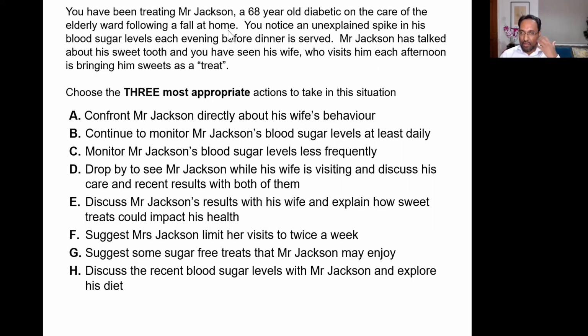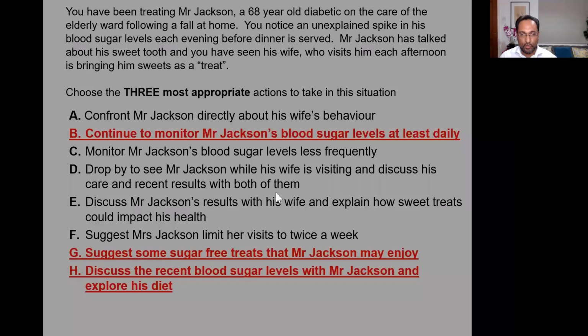Okay. So again, read the scenario, picture the scene. You've got this patient who's diabetic. He's on the care of the elderly ward, having had a fall. We can logically deduce from that it's bad enough that he needs to be admitted to hospital. Okay. And you notice an unexplained spike in his blood sugar levels each evening before dinner. And, you know, he's mentioned he's got a sweet tooth. You've seen his wife who comes every afternoon, giving him some sweet as a treat. Okay, so you're thinking about the 3 most appropriate actions to take.